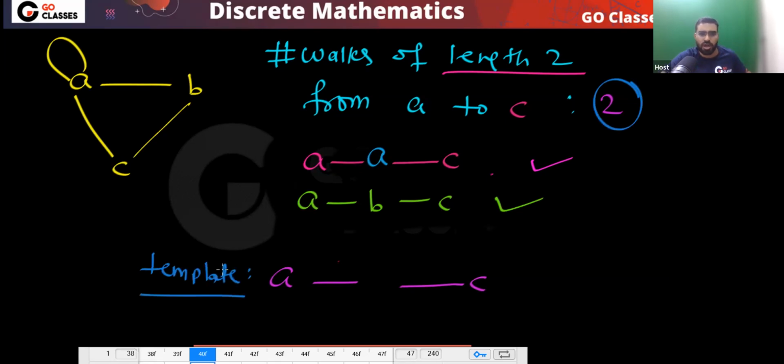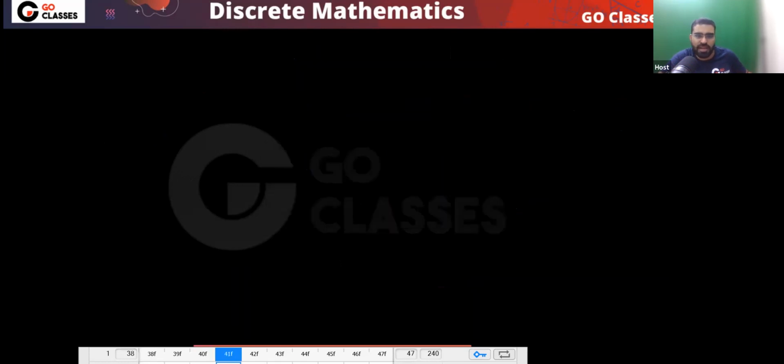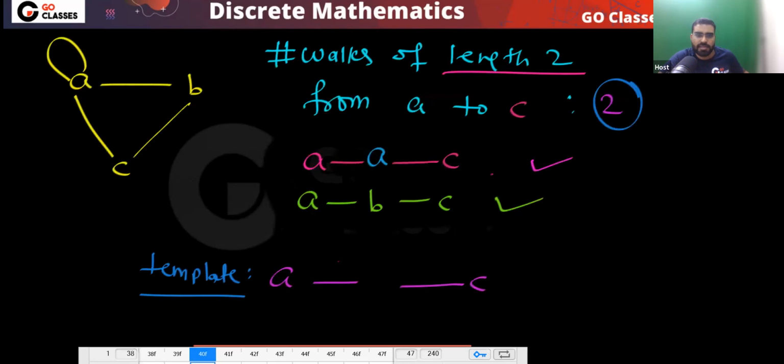Okay, so let's move on now. I hope you understood the concept of walk. This is very important. This concept of walk, finding the number of walks, is that clear? Let me know. Is that clear to everyone? So what is the number of walks? This is going to be a very important thing, the number of walks. It is a very easy concept. Now let's move on.